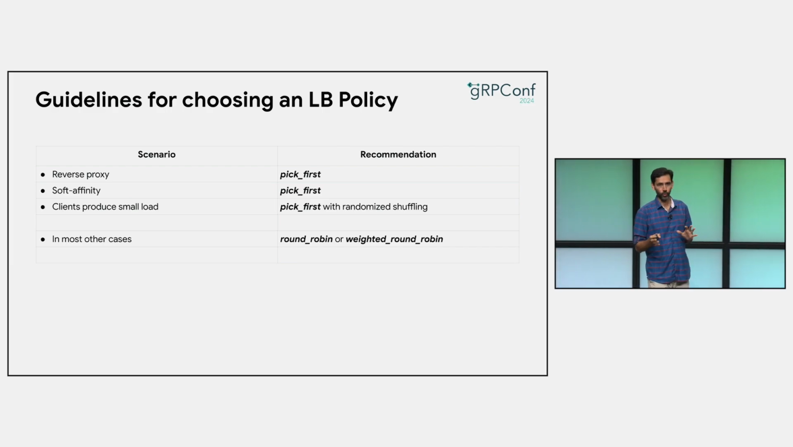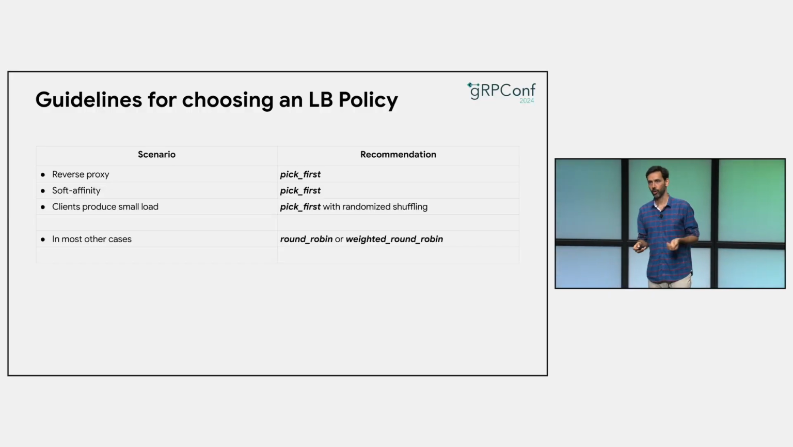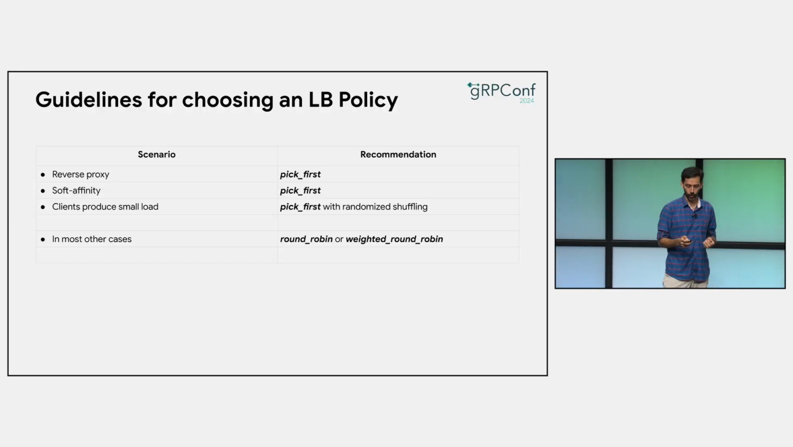I don't know how many of you were in Paul's talk, but when he was discussing making some hacks to make pick first work, I was thinking, why are they not using the randomized shuffling? And then later on he mentioned that gRPC added that support and they're going to use that. So in most of the other cases, round robin or weighted round robin would work for you.